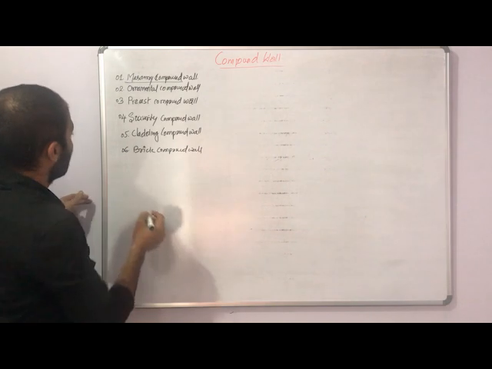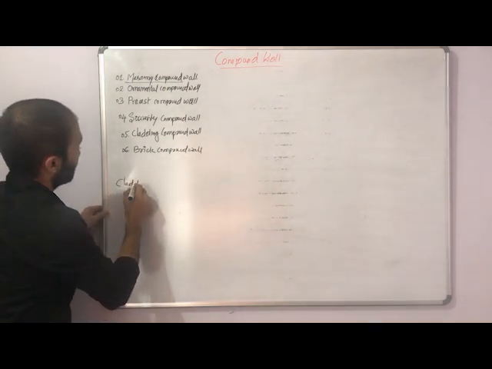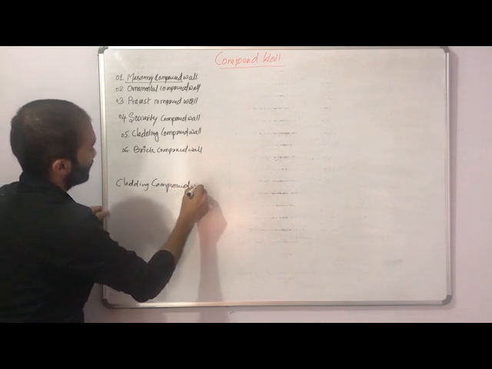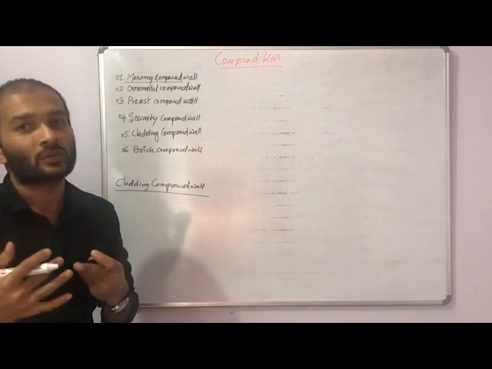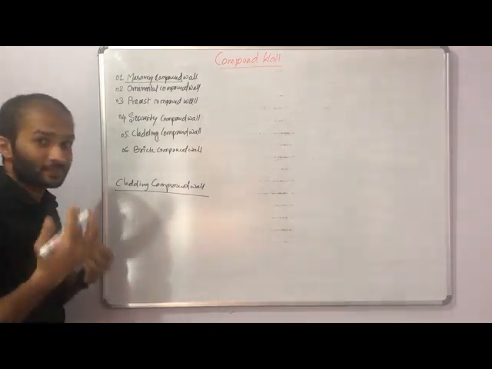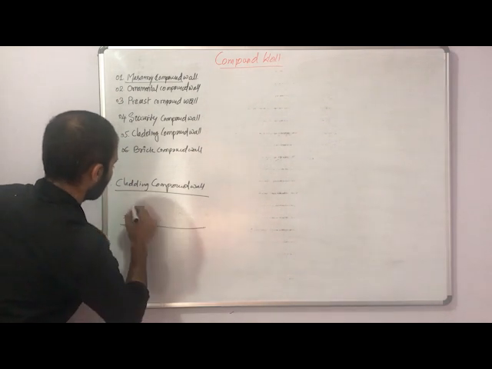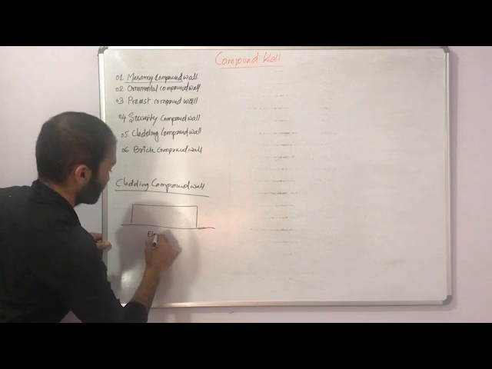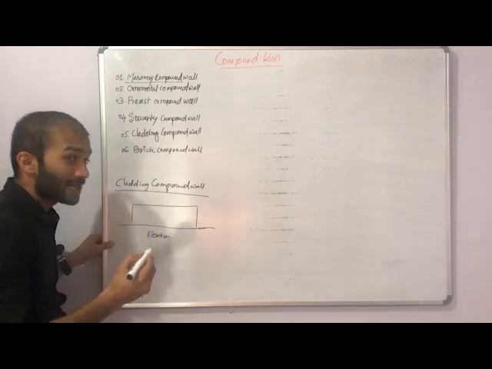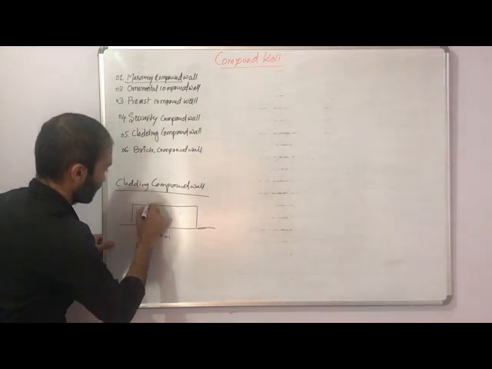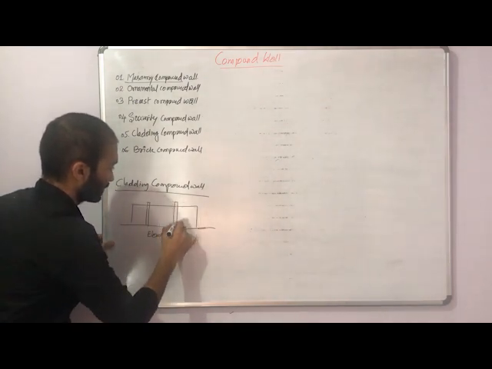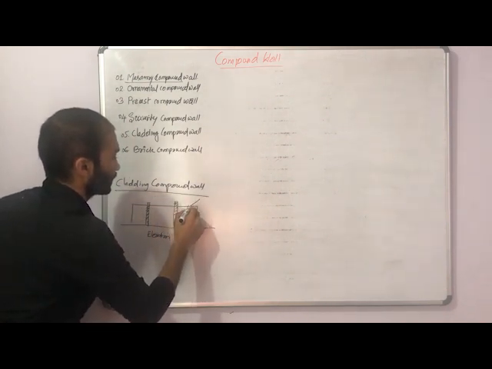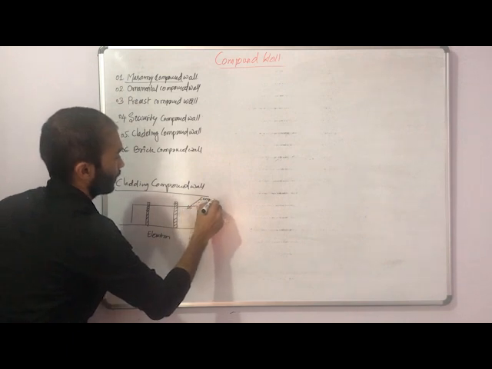The next topic is called cladding compound wall. So in the cladding compound wall concept, as usual the same process. You are considering this could be a compound wall. I'm writing the elevation here. So you are adding walls, and I'm adding the pillars in between them. So this is the compound wall.